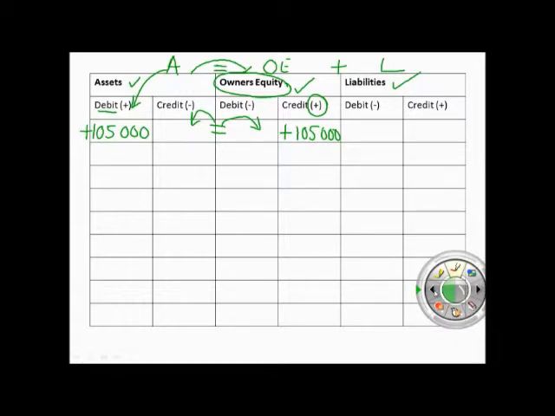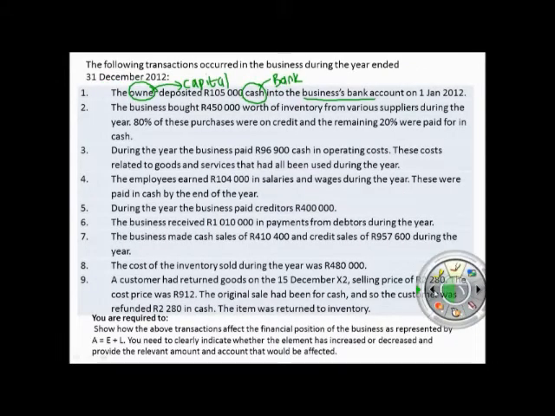If we look at the second question then, we see there that the business bought 450,000 Rands worth of inventory. Immediately we can see the one account given to us is inventory. We need to ask ourselves, how did we pay for that inventory to give us the second account? And it says from various suppliers. However, 80% of it was on credit and 20% of it was cash. So very importantly, we need to be able to now split that 450,000 Rand into its two elements.